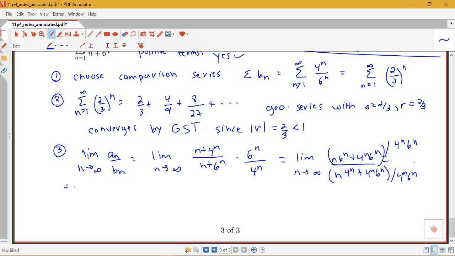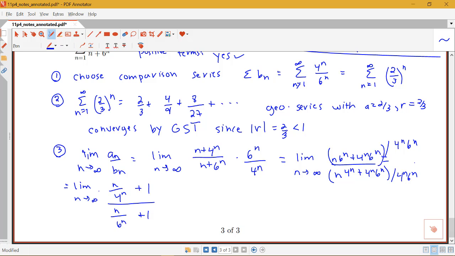Okay, so we have our limit as n goes to infinity. N 6 to the n divided by 4 to the n 6 to the n. The 6 to the n's cancel, so I have n over 4 to the n, and then that's plus 1. N 4 to the n over 4 to the n 6 to the n. The 4 to the n's cancel. This is n over 6 to the n, and then I have plus 1. So then the question is, what's going on with our n over 4 to the n and our n over 6 to the n?